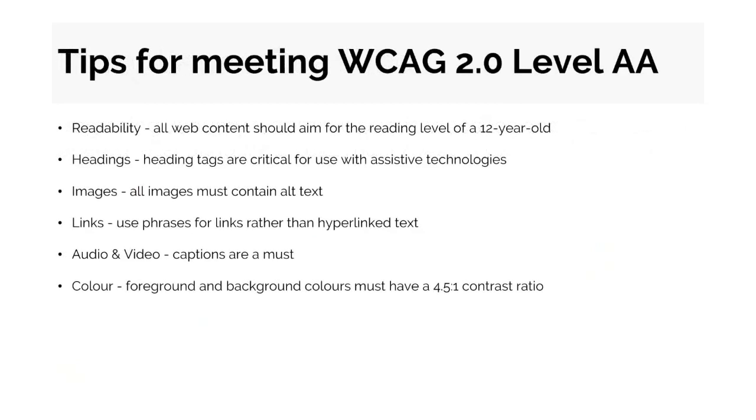These are some of the tips for meeting level AA. Readability. All web content should aim for a reading level of a 12-year-old. Learning disabilities which impact reading levels are one of the most common types of disabilities among Canadian youth. And using basic language on our website also helps those whose first language is not English or French. So we should always make sure the content is plain and informal, and we should keep sentences short and write in an active voice.